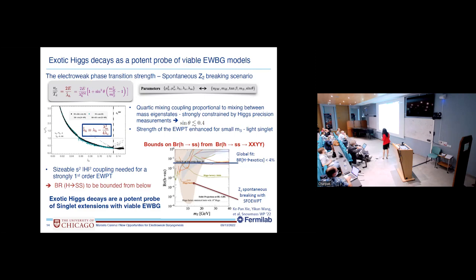Okay? And on the other hand, it is quite constrained by precision measurements. And this is the reason that exotic Higgs decays are a potent probe of singlet extensions with viable electroweak baryogenesis. And for this audience, let me show this plot here. This is the high-luminosity LHC. This is the branching ratio of the Higgs into exotics, into this singlet.